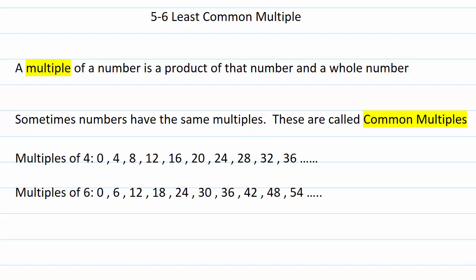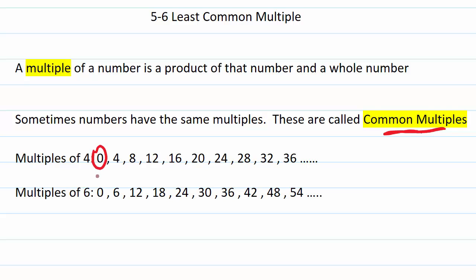Here are the multiples of 6. 6 times 0 is 0. 6 times 1 is 6. 6 times 2 is 12. 18, 24, 30, 36, 42, 48, 54, and so on. So notice these are the multiples of 4. These are the multiples of 6. Let's see if we can find some multiples that are in common.